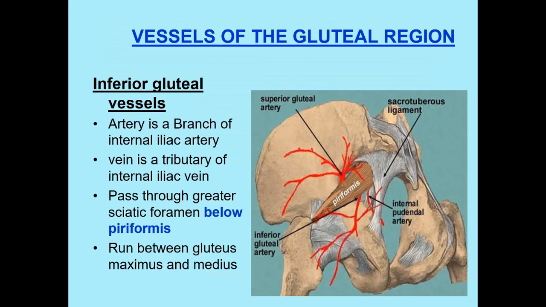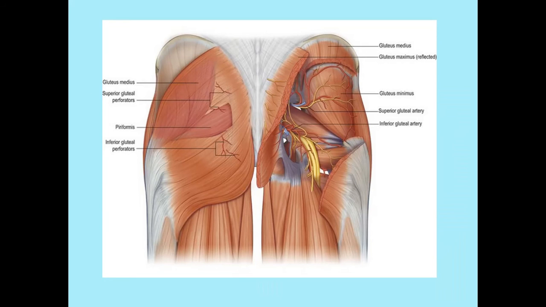Inferior gluteal vessels. Artery is a branch of the internal iliac artery. Vein is a tributary of the internal iliac vein. Pass through the greater sciatic foramen below the piriformis muscle. Run between gluteus maximus and gluteus medius.